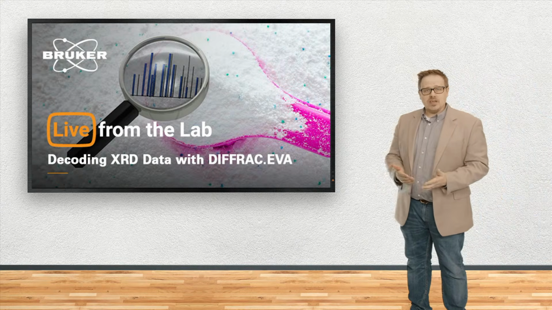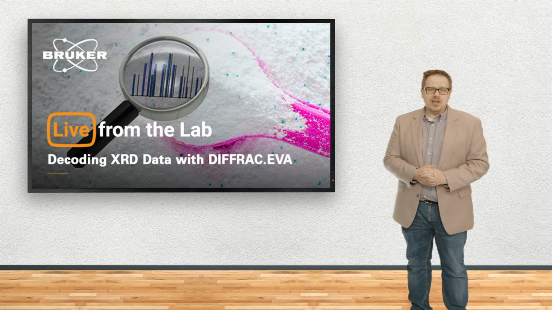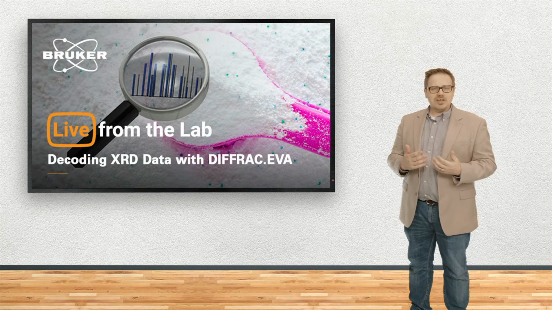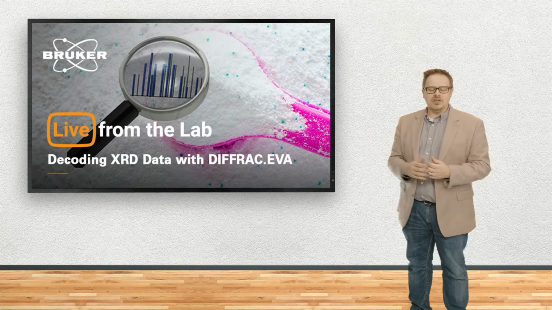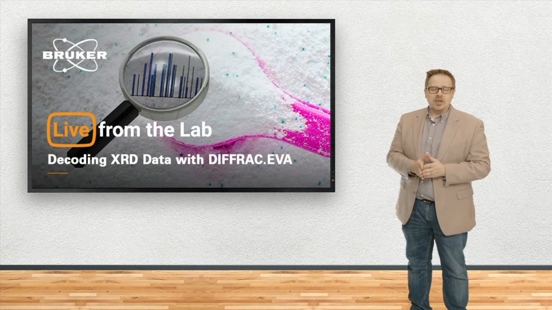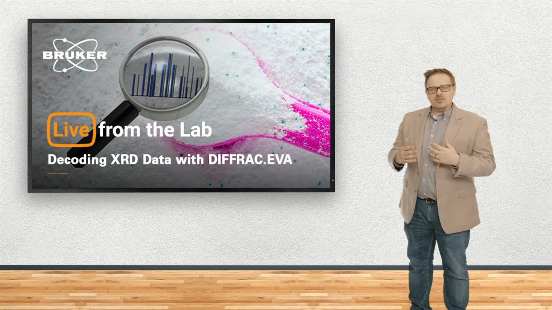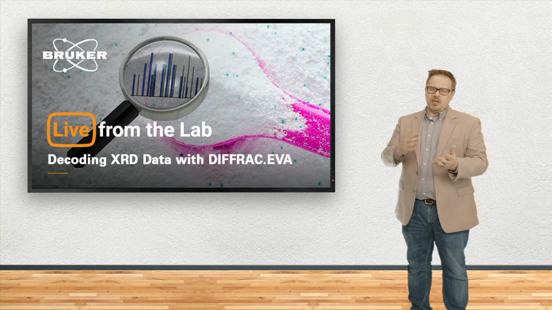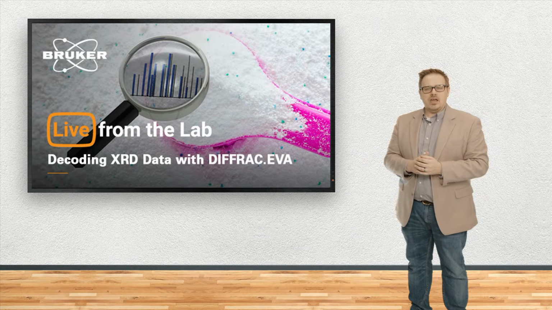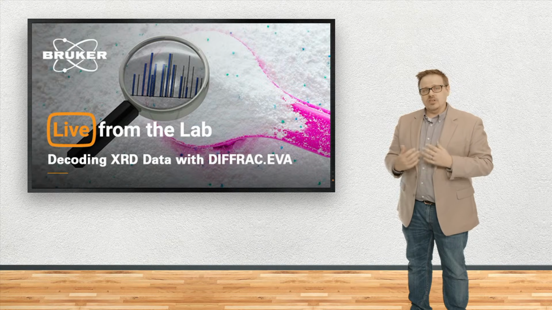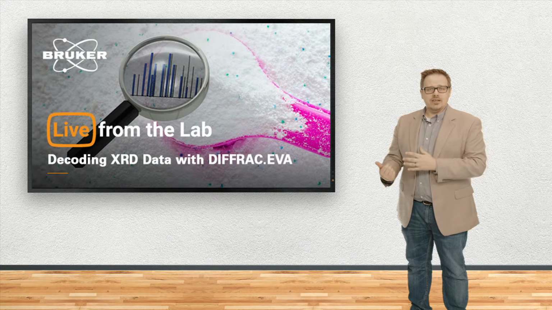So today's topic is decoding XRD data using DIFFRAC.EVA. XRD data, when we look at it, is oftentimes just kind of this wiggly line. Sometimes it might come in the format of a picture that we then reduce to this wiggly line. But sometimes we need to dig deeper. We want to pull information from that. What do these peaks mean? Why do we have this axis on the bottom? And how can we glean that bit of information out of it? That's the topic for today, and that is all done in a program called DIFFRAC.EVA.